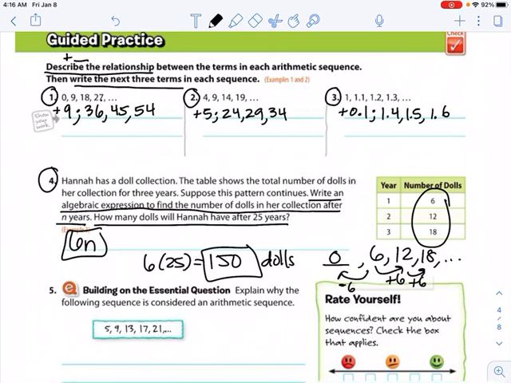Okay, so a quick recap. When it's asking to describe the relationship, this is where you're just going to put plus and whatever that number is, or minus if it's getting smaller. And then for the next 3 terms, you're just going to continue that sequence. And then when it's asking for an algebraic expression, you're going to have a number, a variable, and an operation.